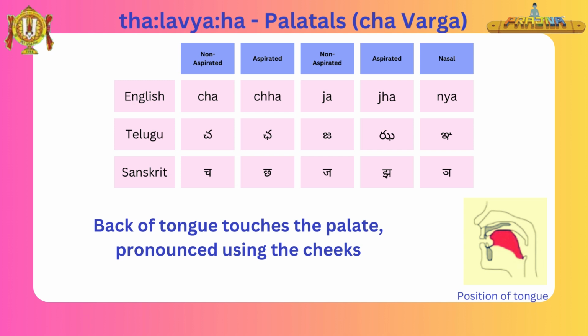The next varga is Cha varga. This group is pronounced when the back of the tongue touches the palate. It is pronounced from the cheeks. Hence, these are also called Talavyaha. Cha, Cha, Ja, Jha, Nya.